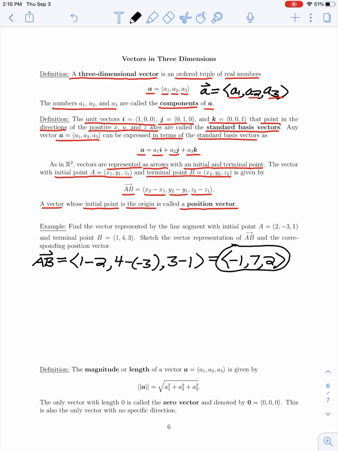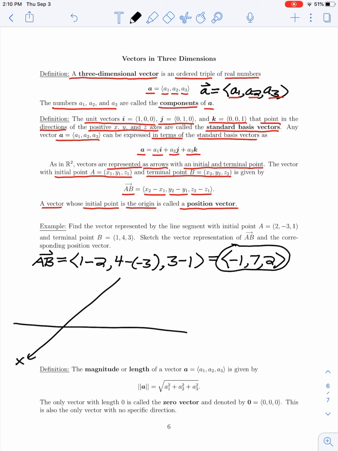Now we're asked to sketch the vector representation of AB and the corresponding position vector. So let's see if we can get a rough sketch here. So we have the x-axis, the y-axis, and the z-axis making up space. And the vector from A to B, well, let's start by sketching our initial point A, which was 2. So along the x direction, we're moving outward 2 units.